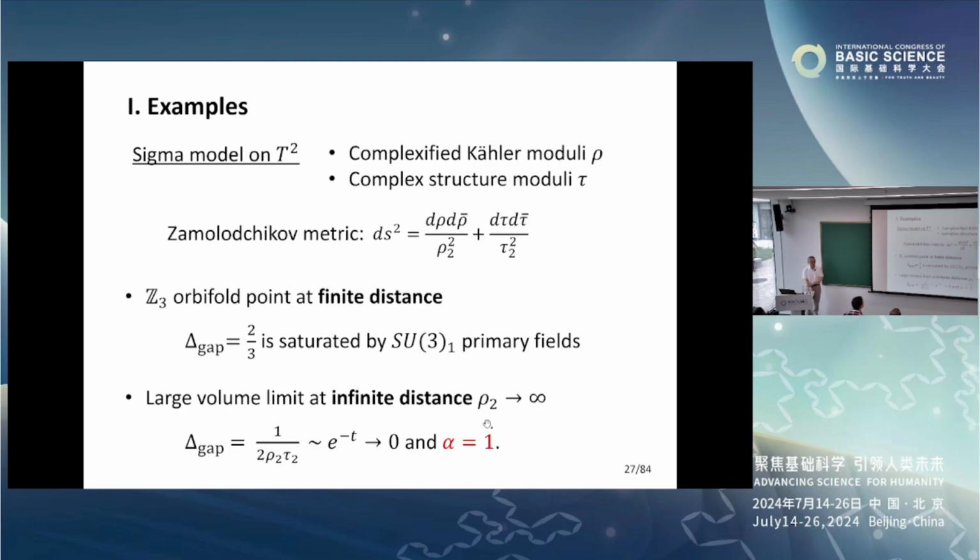Okay, so the first example, sigma model on a flat torus. This is a well-known example. So you have the Zamolodchikov metric. This moduli space has 2 types of singularity. One is the orbifold singularity, and this is at finite distance, and indeed the gap does not vanish. On the other hand, there is the infinite distance limit where you can calculate the gap of the conformal dimension. Indeed, it decays exponentially in the Zamolodchikov distance. And since the exponent is 1, that means that alpha equals 1. So it saturates the upper bound.